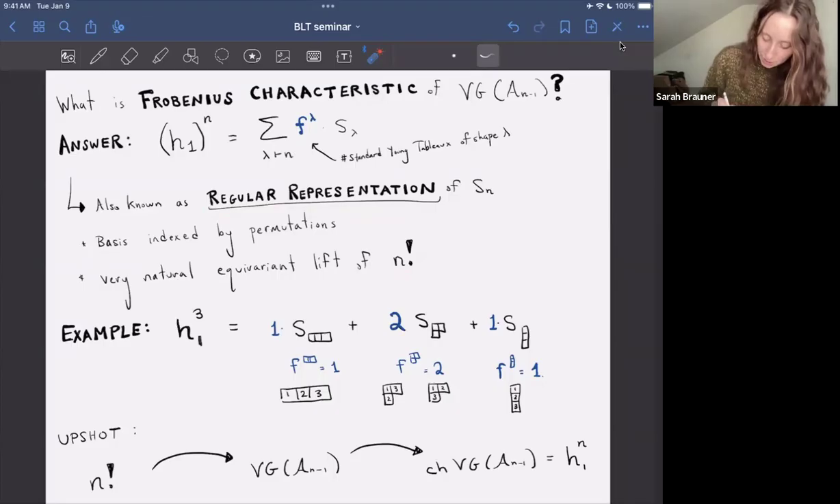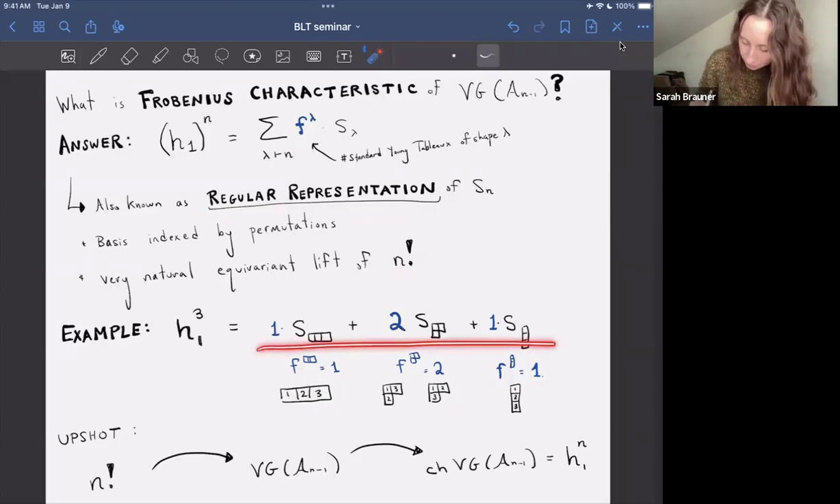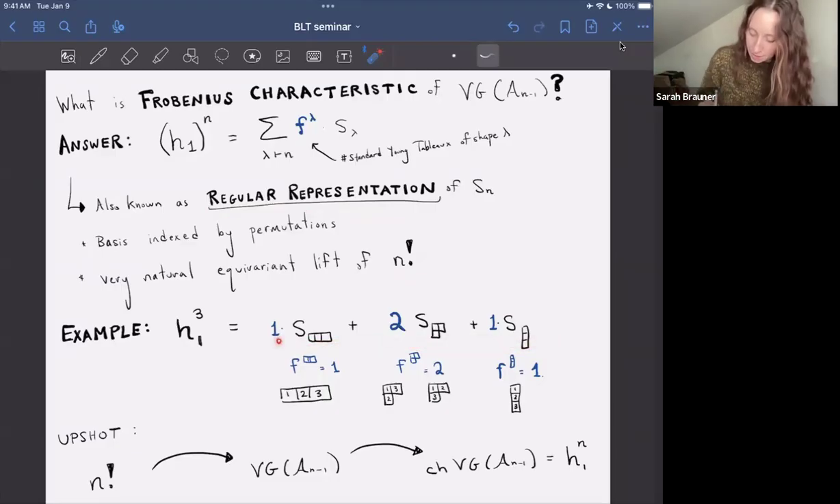Okay, and here's an example. So h1 cubed, I can expand this in terms of these three Schur functions. And again, these coefficients are coming from counting standard Young tableaux. Okay, so the upshot here is, we start with n factorial. It's the dimension of this nice ring, and it's also the dimension of the Frobenius characteristic of that ring, which is h1 to the n.